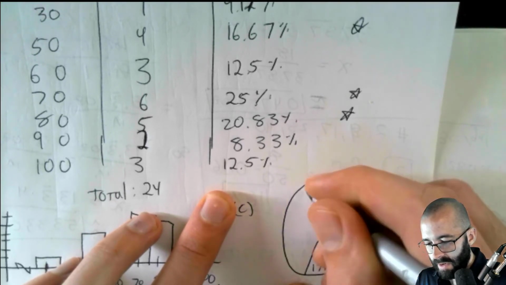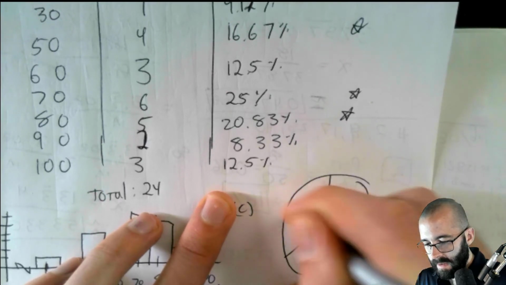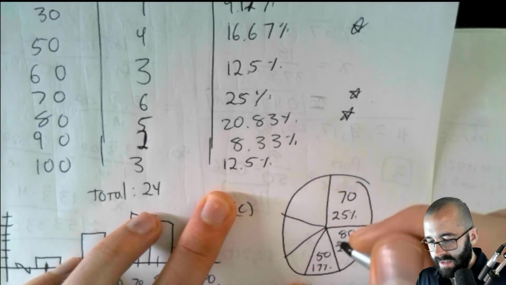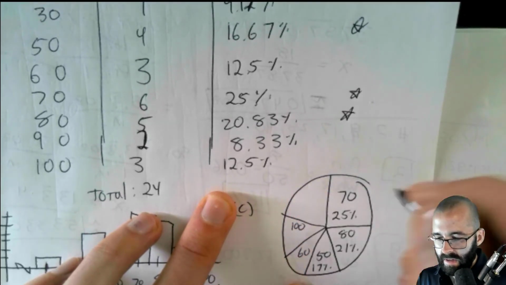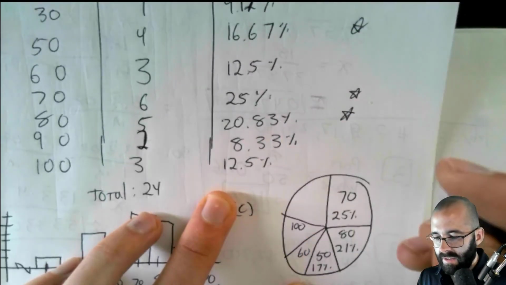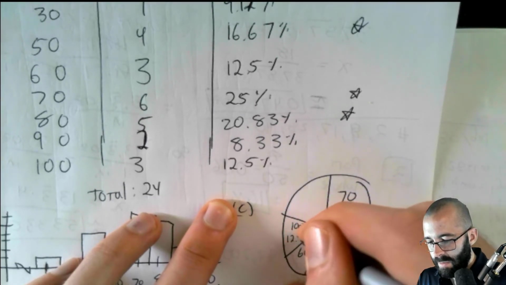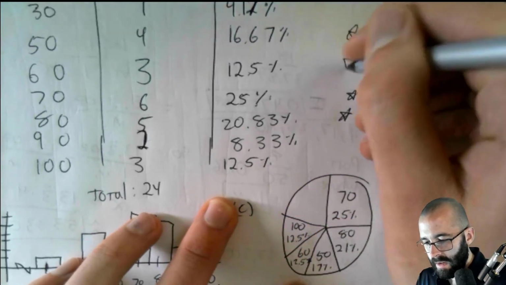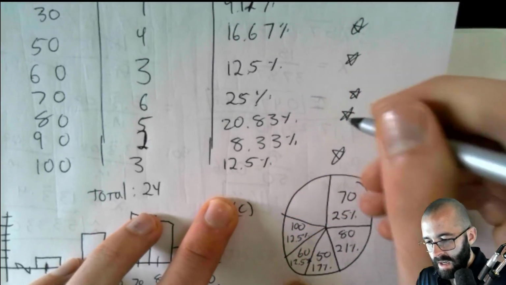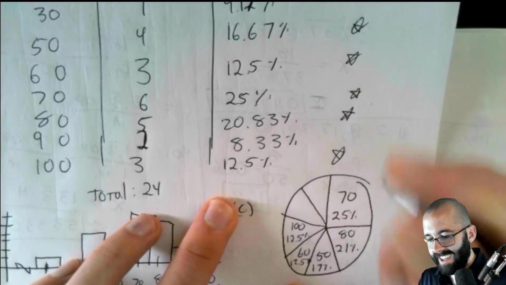An eighth is half of a quarter. It's like this piece. So this is going to be 60 and 100. You could also have ordered these in a different way. This is about 12.5%. And there's an 8.3% and a 4 point something percent.